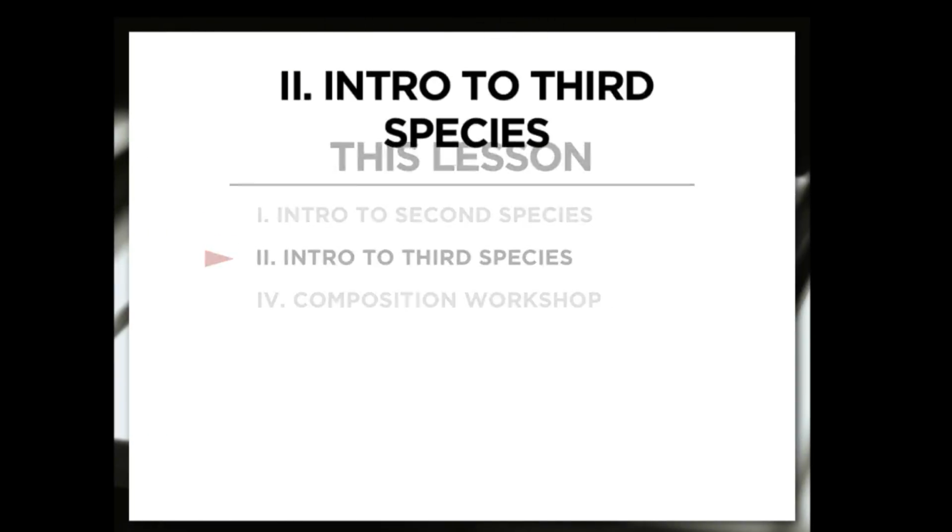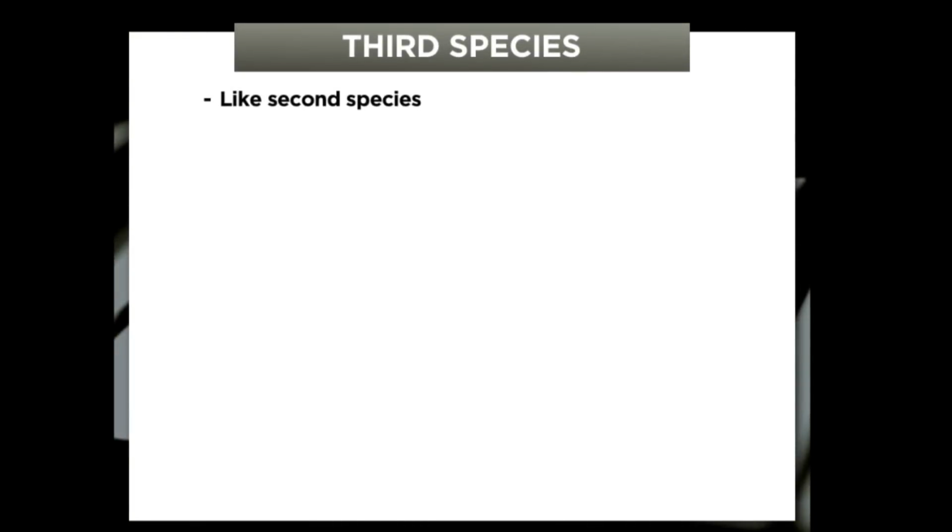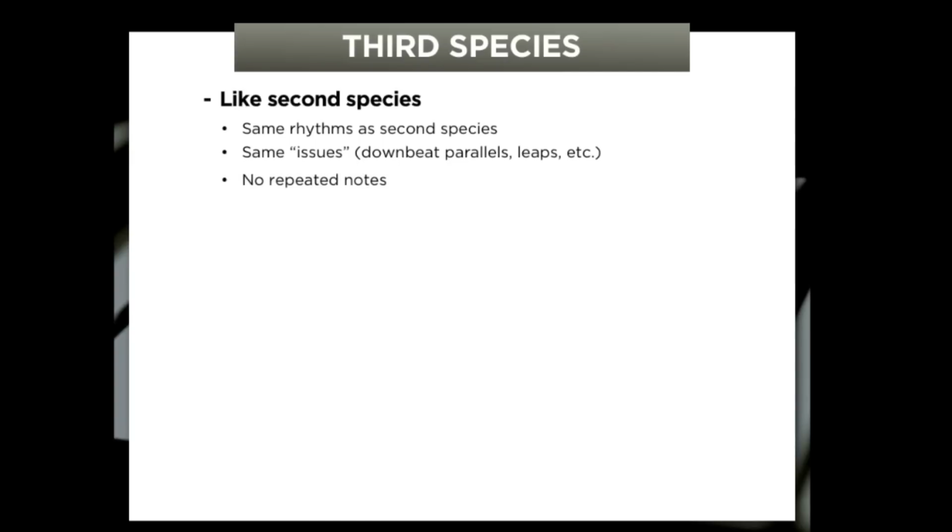So let's move on to third species now, which is actually very similar to second species. Part of the reason I can do these in a single lecture is because they're closely related. Like second species, third species uses only two rhythms, two halves or a half and two quarters. The same issues apply with regard to, say, downbeat parallels. Don't have consecutive bars that have perfect fifths or perfect octaves on the downbeats. The same issues with regard to leaps. If you leap more than, say, a fifth, change direction and move by step to balance it out. Also, we can't repeat notes in this species, just like second species.